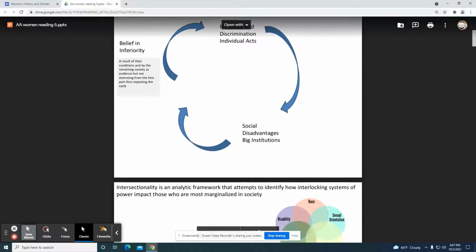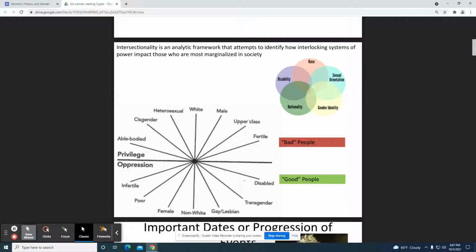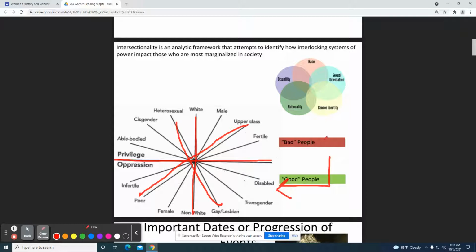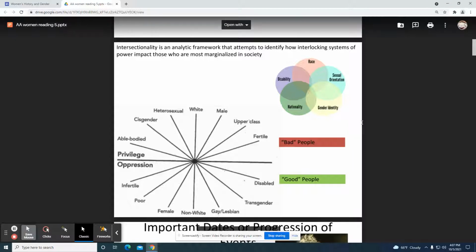In this particular chart here, I want to focus on the line. People were really upset about this because they felt anything above the line was associated with bad people. So we see upper class and the opposite, poor, white, non-white, heterosexual, gay, lesbian, and that there was a judgment being made about the good people in comparison to the bad. So I'm going to come back to this later on.